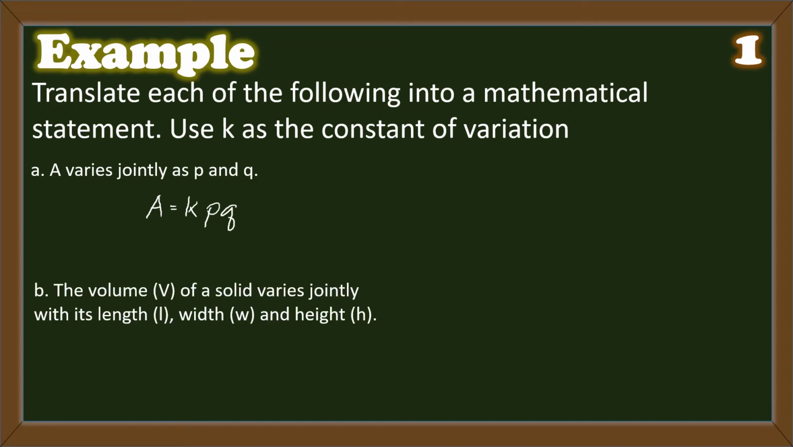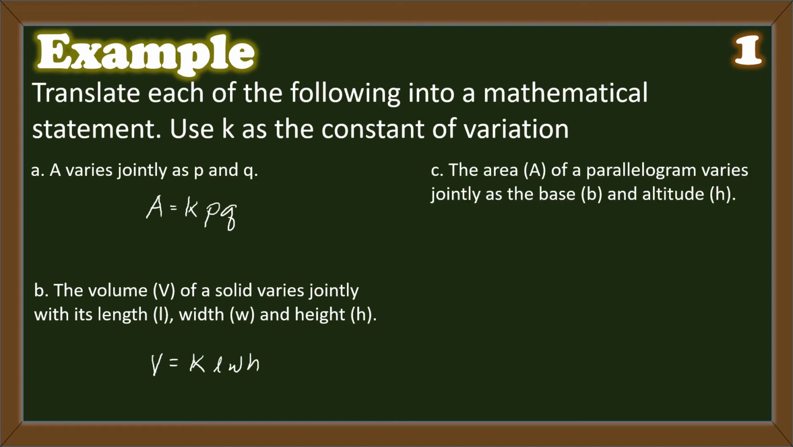Next, the volume V of a solid varies jointly with its length L, width W, and height H. Para sa joint variation, V is equal to k, pa rin ang ating constant of variation, times L times W times H.